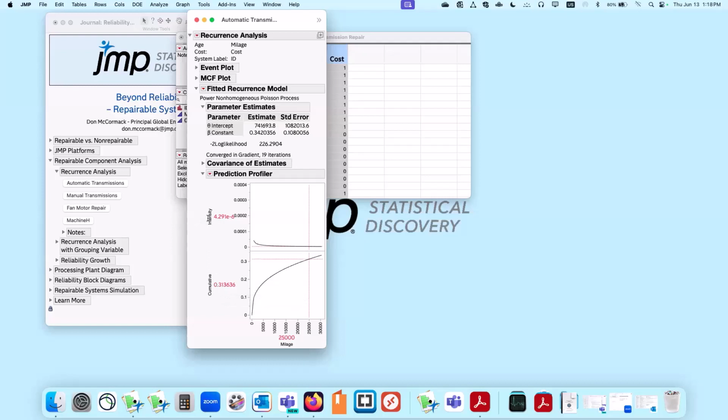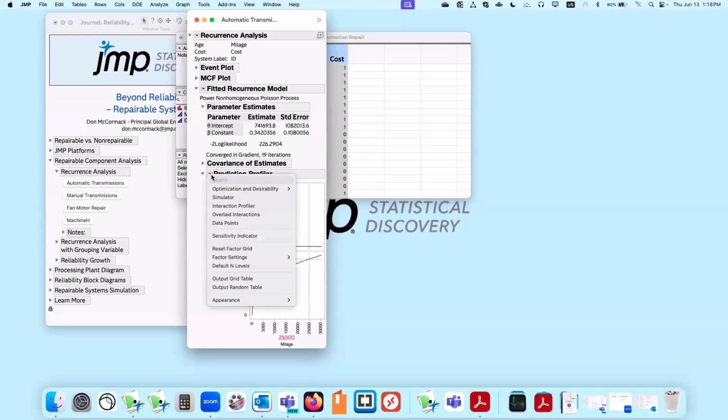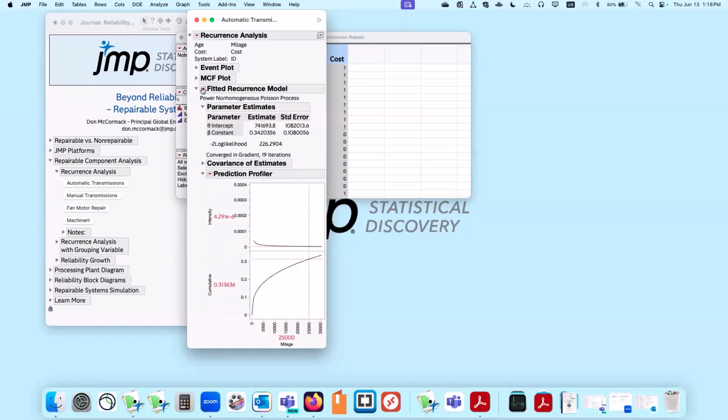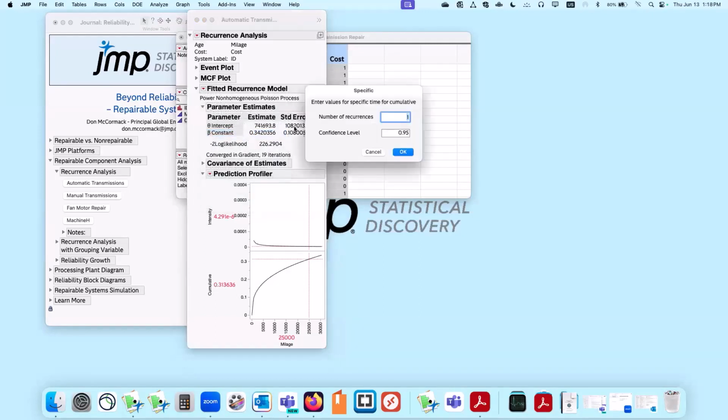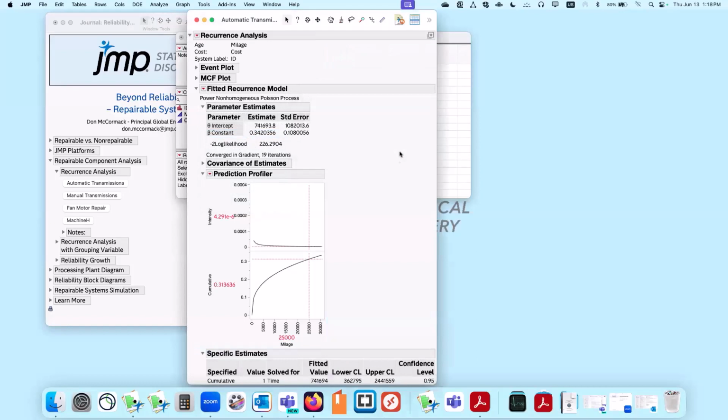This is nice, but I want some confidence intervals. I want to know at about what mileage I would expect there to be my first repair, and give me confidence intervals on that as well. So if I go under the hotspot to the left of my fitted model, there's an option to specify a time for my cumulative number of failures. By default, it's going to put 1 in there. So this says that I would expect to see one failure at about 741,000 miles.